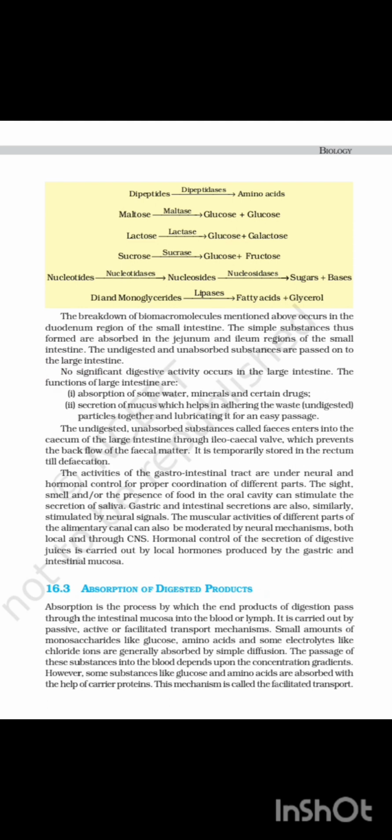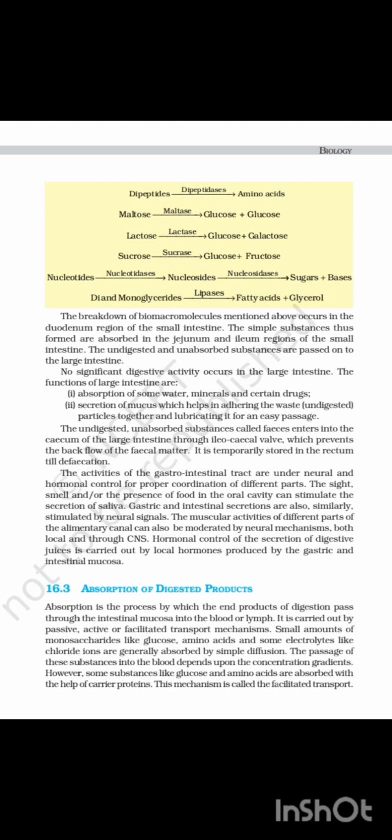Second, secretion of mucus, which helps in adhering the waste undigested particles together and lubricating it for an easy passage. The undigested, unabsorbed substance called feces enters into the cecum of the large intestine through the ileocecal valve, which prevents the backflow of the fecal matter. It is temporarily stored in the rectum till defecation.